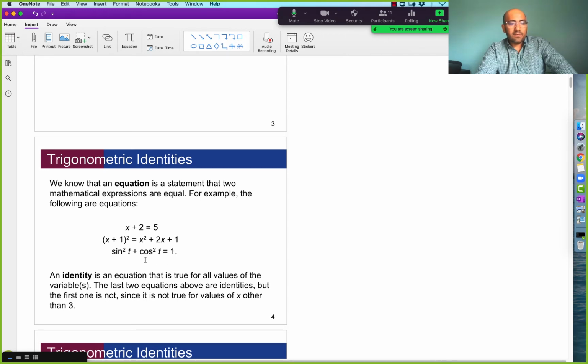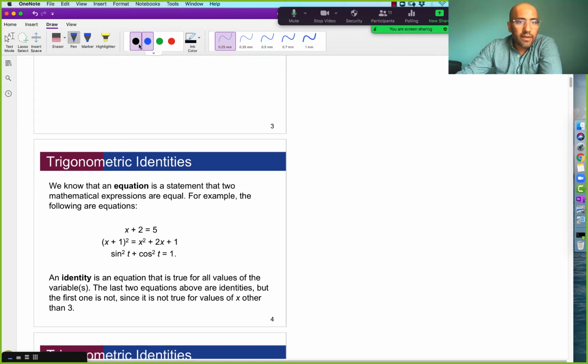So why are they identities? An identity is an equation that is true for all values. It doesn't matter what choice of x you select; it's always going to be true. In this case, x plus 2 equals 5 is true if and only if x equals 3, right? We have to make a very special choice for x, and then it's true. That's the only time it's true.